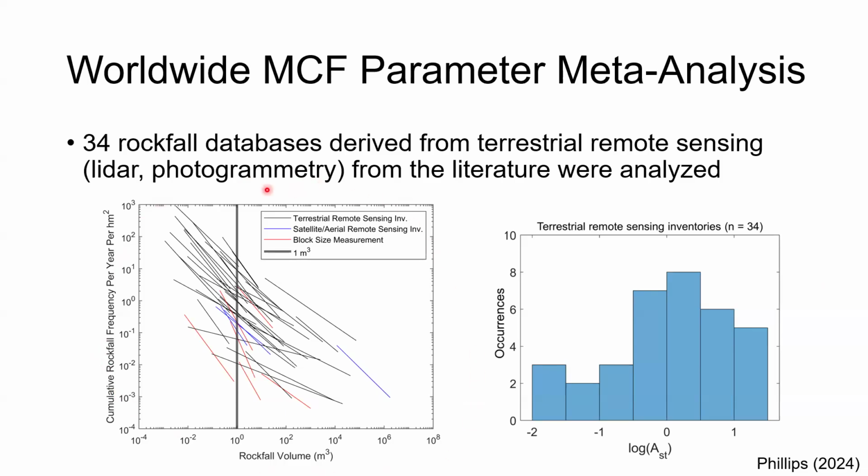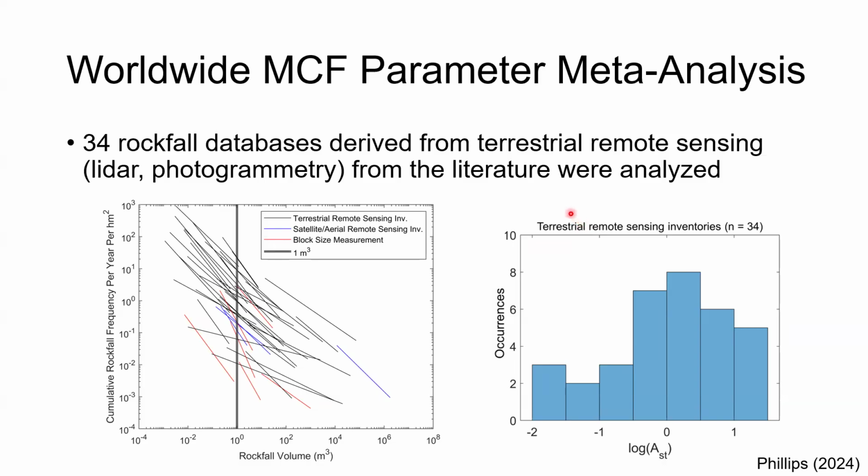What you're seeing on the left-hand side here is basically those power law fits for all of the different sites. He originally was looking at data from terrestrial remote sensing, similar to what I've been talking about so far. He also looked at some satellite-based databases and databases based on measurement of block sizes at the base of the slope. But what he found was that, because of fragmentation in the case of debris measurement, and because of resolution issues in the case of satellite or aerial monitoring, there were some pretty consistent biases in those estimates relative to the terrestrial remote sensing approach. And so for his statistical analyses, he focused strictly on the terrestrial remote sensing data that he'd pulled from the literature.